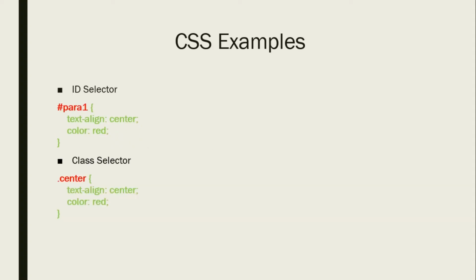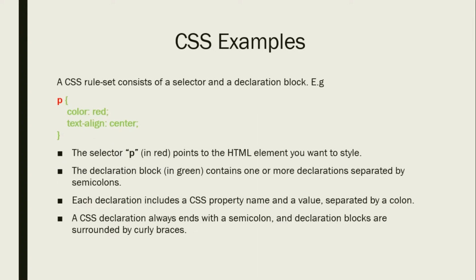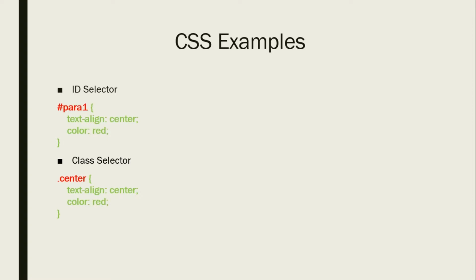This is another example of CSS. In the first one I showed earlier on, this is the element selector, used to style whichever HTML elements. Then this one is the ID selector, which is used to style an element by its ID. Then we have the class selector, which is used to style a class element for a tag.